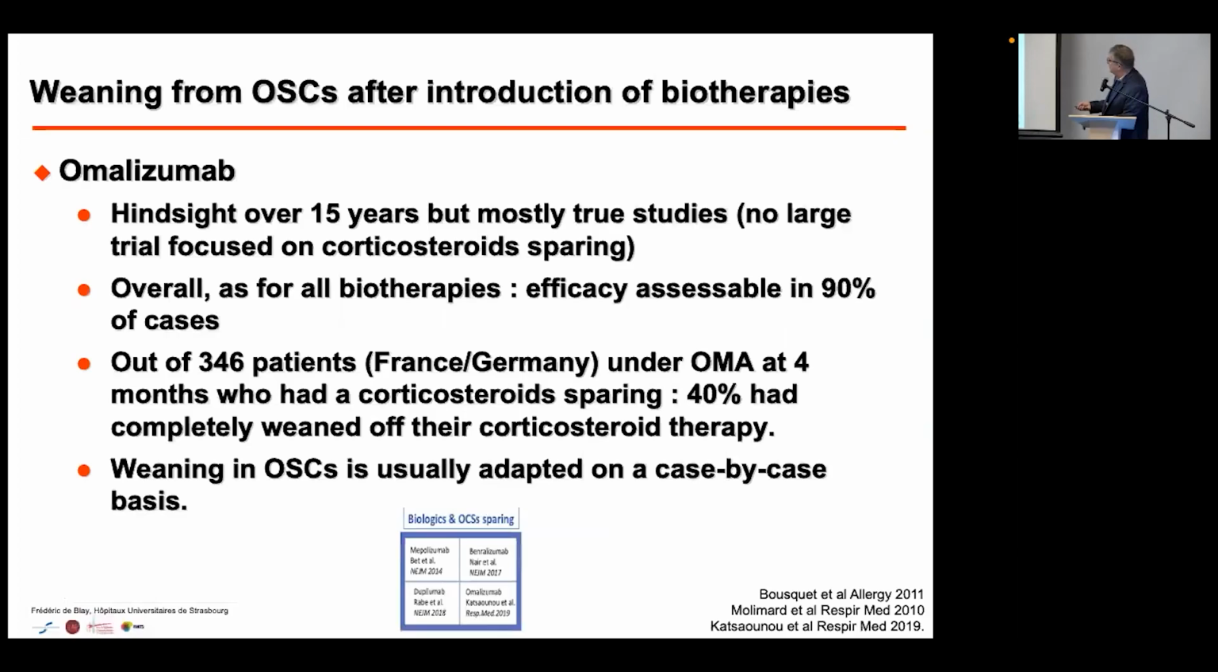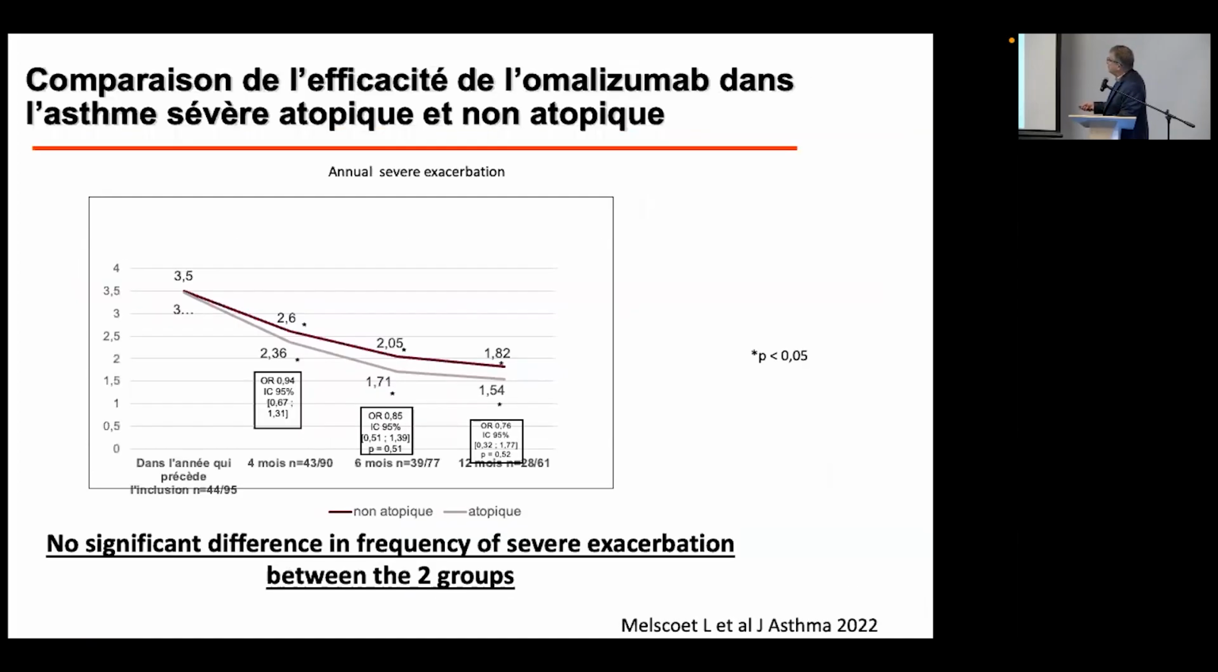The corticosteroid-sparing effects. With all the 4, you have a corticosteroid-sparing effect. Usually, you decrease by half the oral corticosteroid, and this is all the effect here. For example, in France, you have 40% that completely wean off their corticosteroid therapy with the 4, and not with tezepelumab. Tezepelumab, they failed. They did not obtain a corticosteroid-sparing effect. Now, in non-T2 asthma, I just show you this. We published that very recently in the Journal of Asthma.